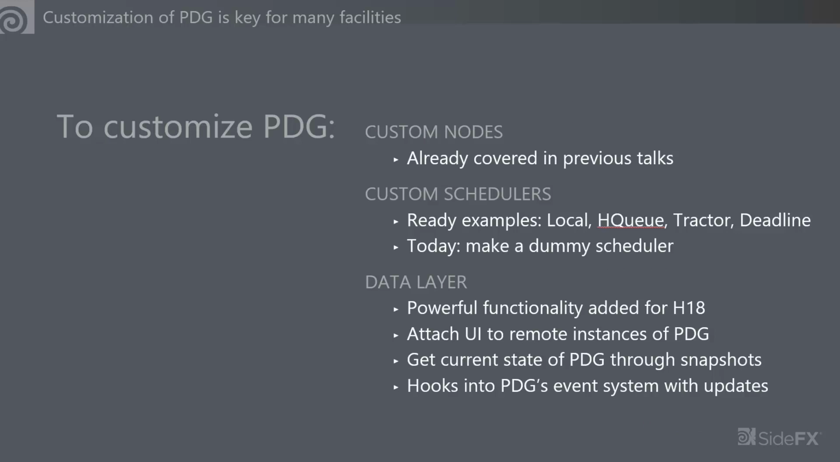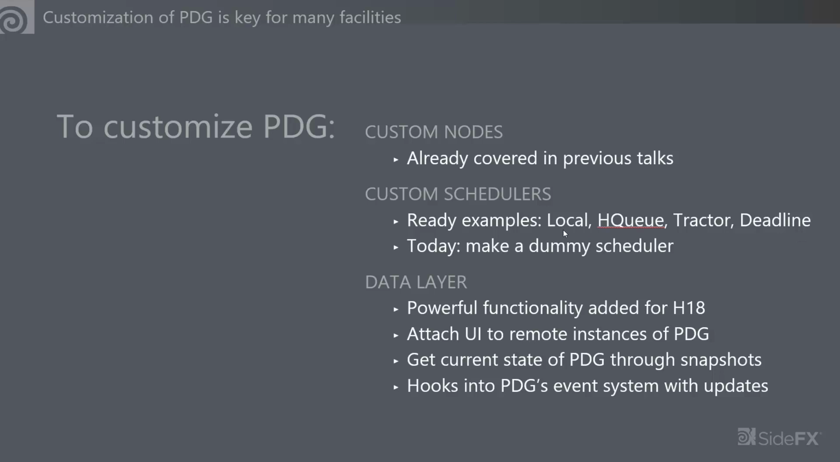In the past, we already talked about how to create custom nodes, right? And so in this talk, we're not going to rehash that territory. Instead, we'll talk about custom schedulers and this thing called the data layer. With custom schedulers, we already ship a bunch out of the box. There's the local scheduler that allows us to take advantage of all the cores. We have our in-house HQ, which is free. And then there are the commercial ones, Tractor and Deadline. We have default bindings for all of these.